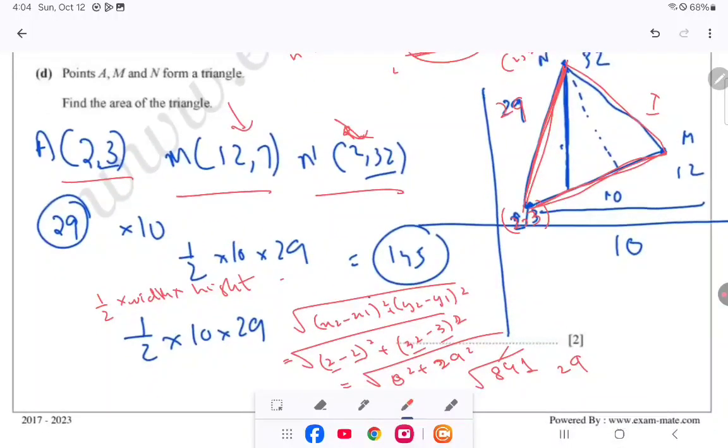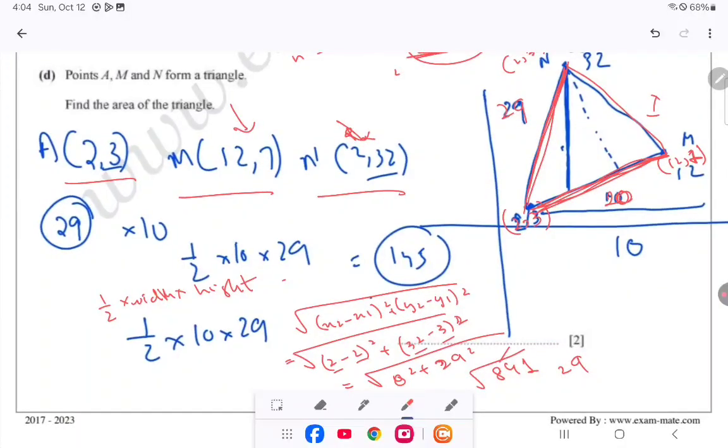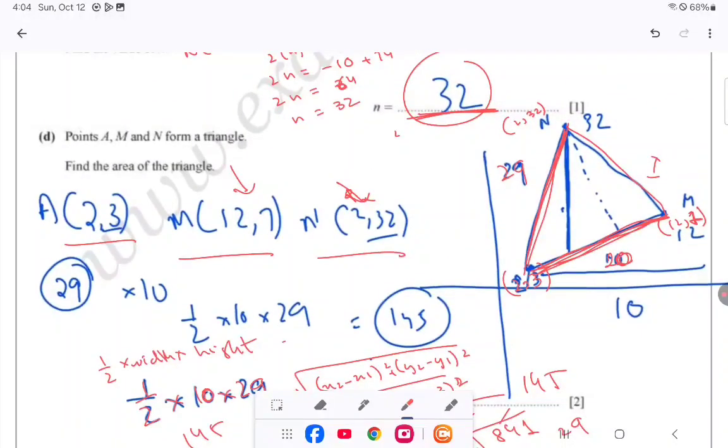With the same formula we calculate the points of this part, which is A 2 comma 3 and M is 12 comma 7. Applying the distance formula, calculate the distance 10. Put it in the formula, which is half width multiplied by height. It will give you the value of 145. This is our answer, 145. Area is the triangle making point A, M and N.